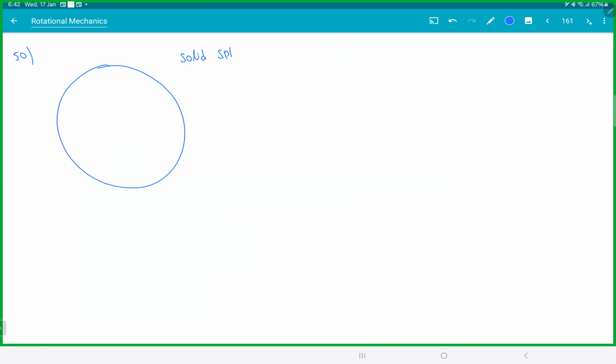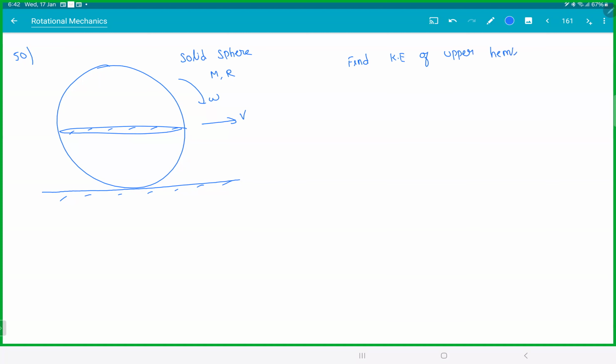We have a solid sphere, mass m, radius r, going with v and rotating with omega. Find the kinetic energy of the upper hemisphere. I don't want the full. And find the force between the upper and lower hemisphere.